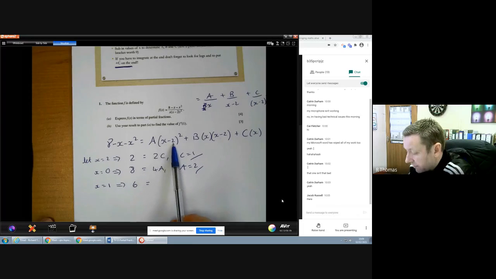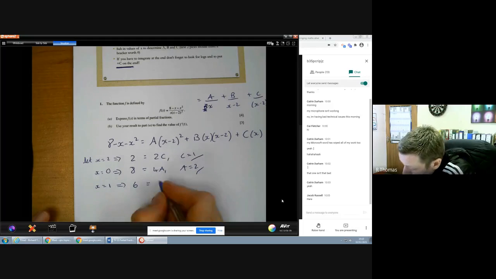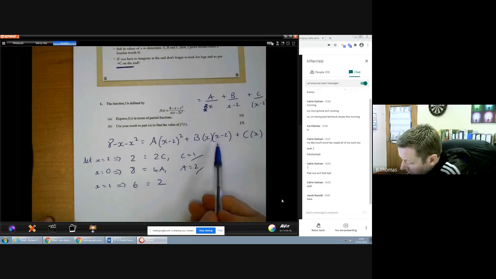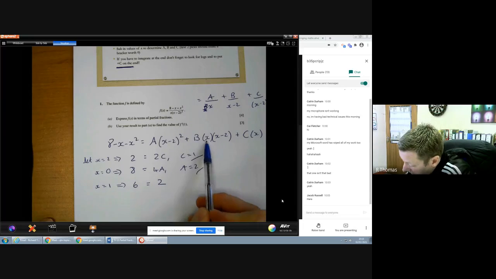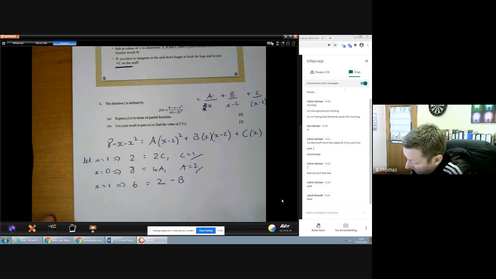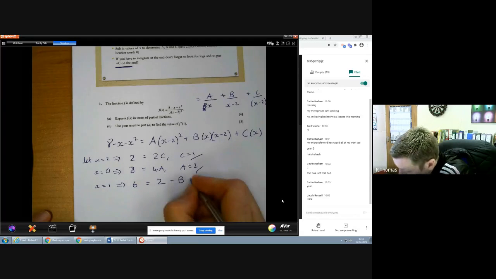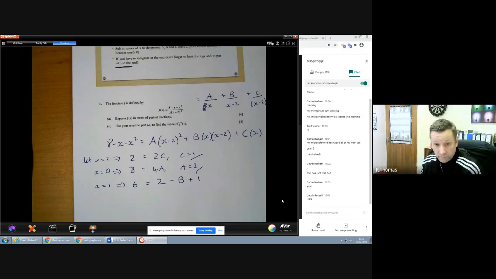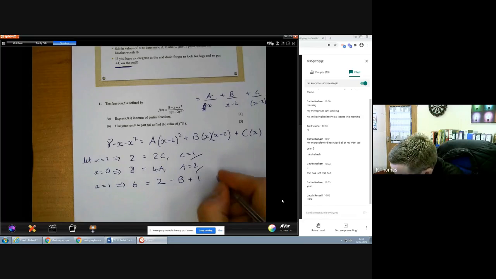1 take away 2 is minus 1. Minus 1 squared is 1. So that's 1a, which is 2. 1 take away 2 is minus 1 times 1 is minus 1. So that's minus b. And then 1c, and c is 1. So that's what I've got from chucking in x equals 1. 2 plus 1 is 3. 3 take away what is 6? So b is minus 3.